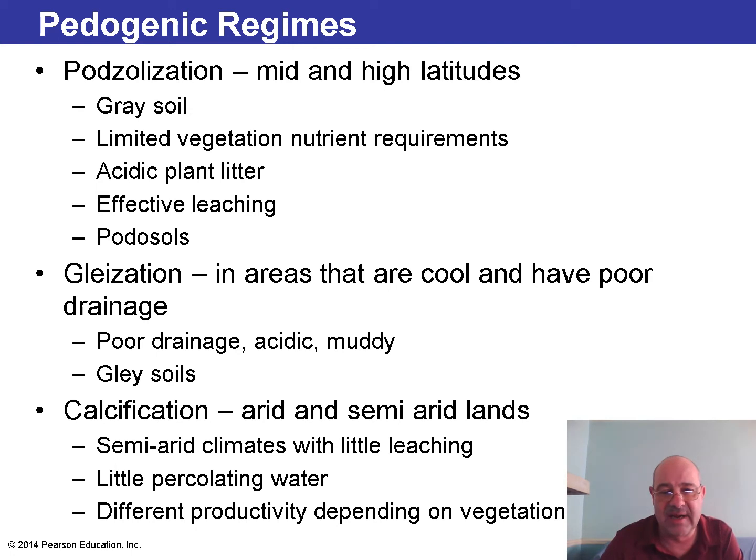Calcification: arid and semi-arid lands, semi-arid climates with little leaching, okay? We don't have a lot of leaching in Oklahoma. Like I said, our dirt's red because of the iron, but we have very little leaching, and so we get calcification. Calcium carbonate has to do with plant roots and filaments that once they start breaking down, they pull this calcium out, and it just turns into these little nodules.